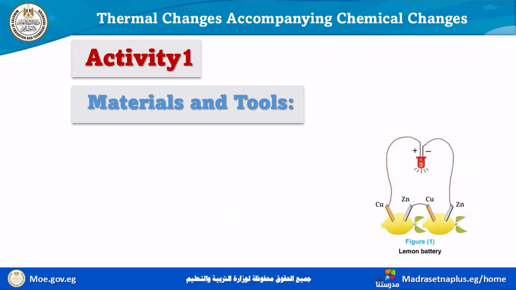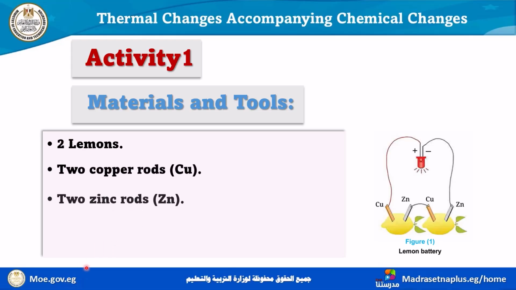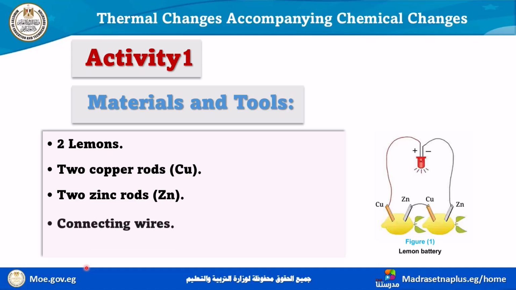To explore more about energy and what happens during a chemical reaction, we are going to do a simple activity, and we are going to need some materials and tools. These materials are 2 lemons, 2 copper rods, 2 zinc rods, a connecting wire, and the LED bulb. And we are going to arrange the materials and tools as shown in this figure.